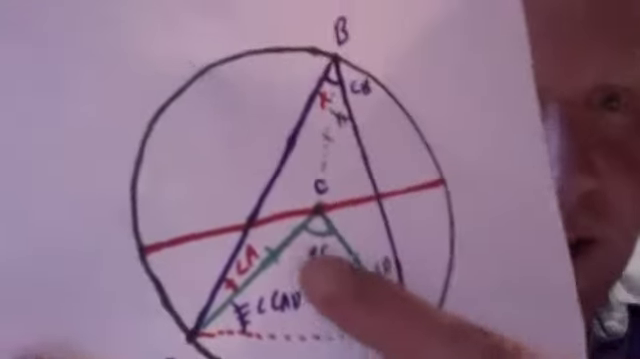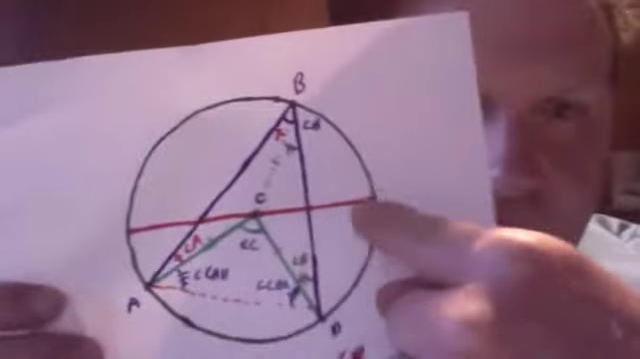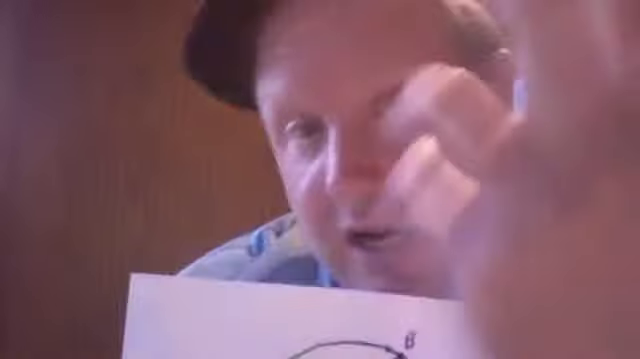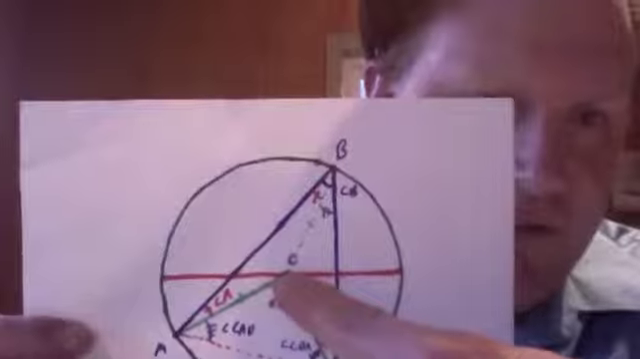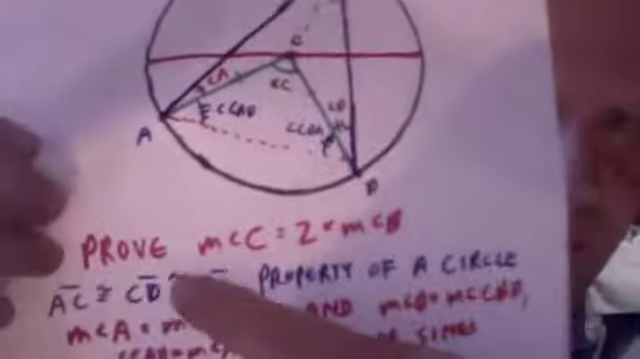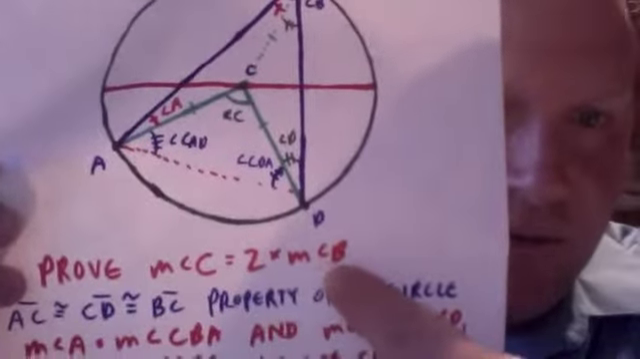Alright, now, why is that? Let's find out. And this red line here is simply the diameter of the circle, just to make the point that this is the center of the circle. Okay, so prove that measure of angle C is equal to 2 times measure of angle B.